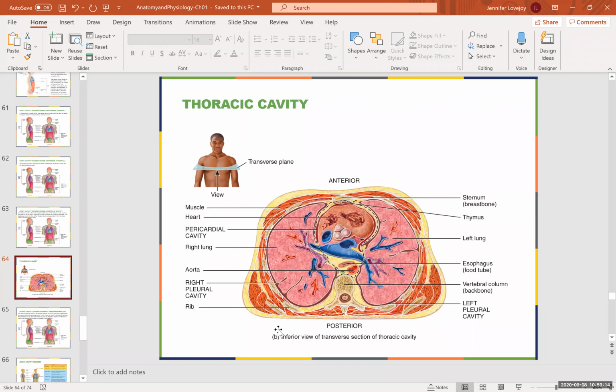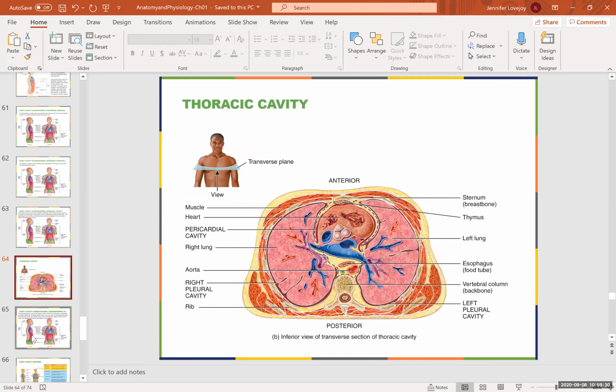So again, you will not be quizzed on all these little pieces, but I just wanted you to see what a cross-section looks like. We will be looking at these a lot to really see how organs are related to each other.